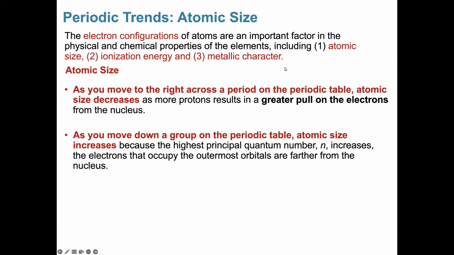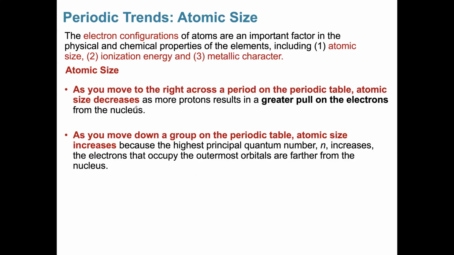The electron configuration of atoms is an important factor in the physical and chemical properties of elements, including the atomic size, ionization energy, as well as the metallic character. Based on the location of the different atoms, we can predict their physical and chemical properties, and this is determined by their number of electrons as well as their electron configuration.